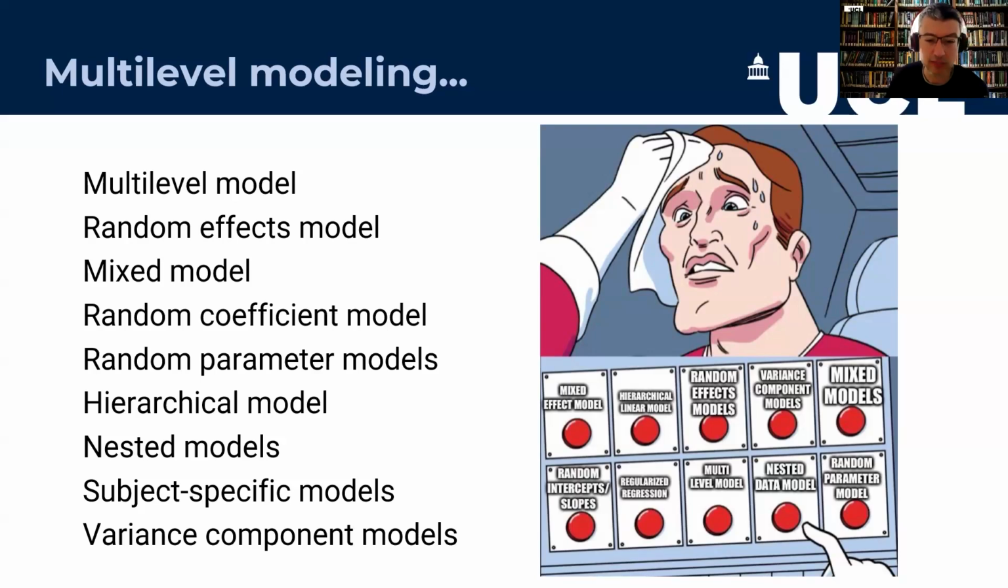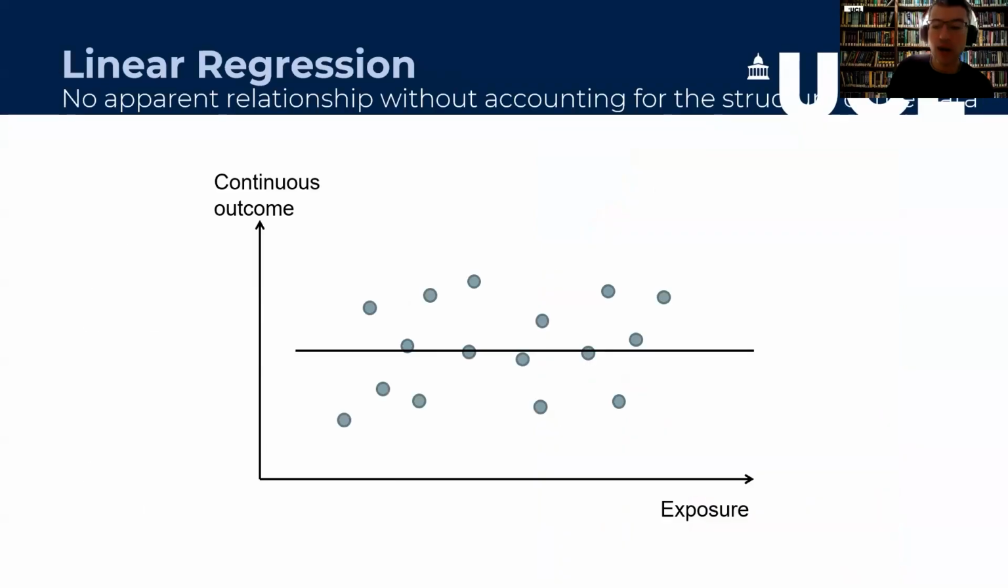And the name, as I said, could be slightly different depending on the disciplines and depending on the journals that you read in your area of research. So why is it important, and why should we account for the structure of the data?